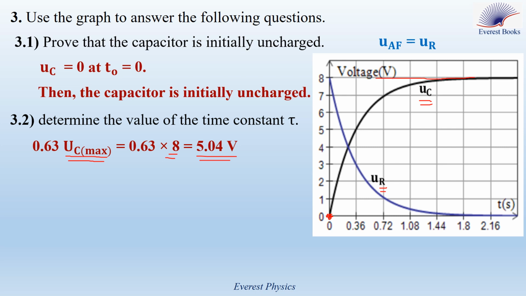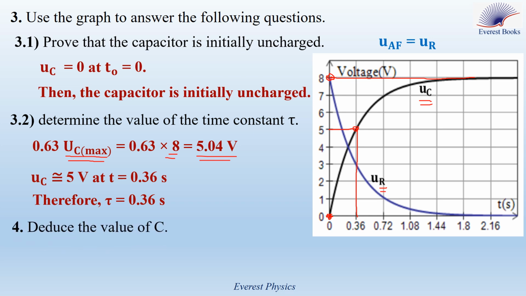Look at the curve of UC. The maximum value of UC is 8 volts. Now, 63% of 8 volts is equal to approximately 5 volts. So, on the graph, when the voltage across the capacitor is 5 volts, the time is 0.36 seconds, which means that tau is equal to 0.36 seconds.